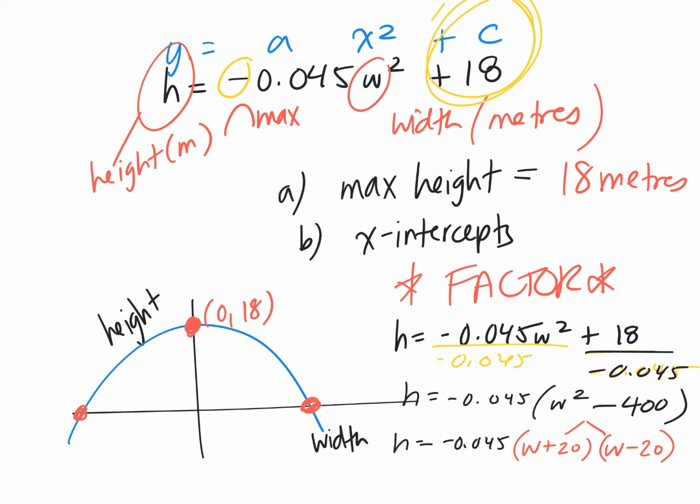So where would the two x-intercepts be? If these are my two factors, W plus 20 is equal to 0, and W minus 20 is equal to 0. What are the two x-intercepts? Negative 20 and positive 20. So what would the width of this bridge be? What's the distance from here to here? 20. What's the distance from here to here? Another 20. What's the width? 40 meters. Okay, so the width equals 40 meters.